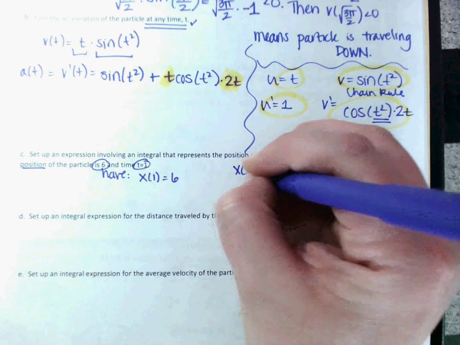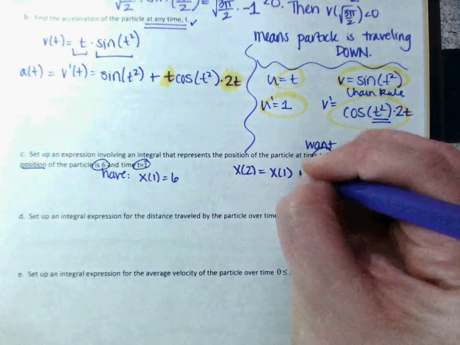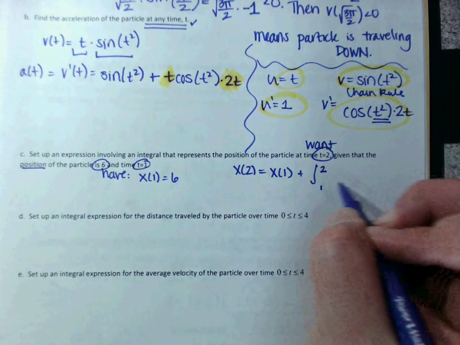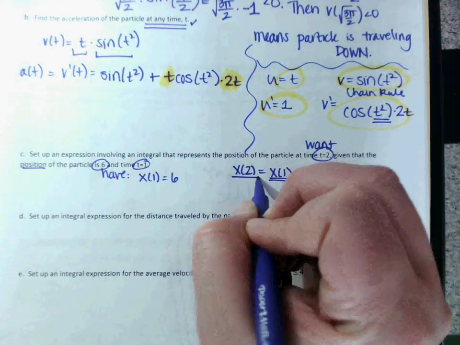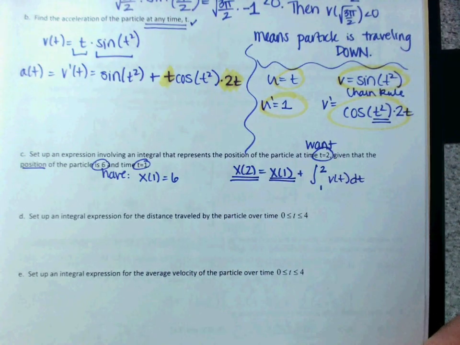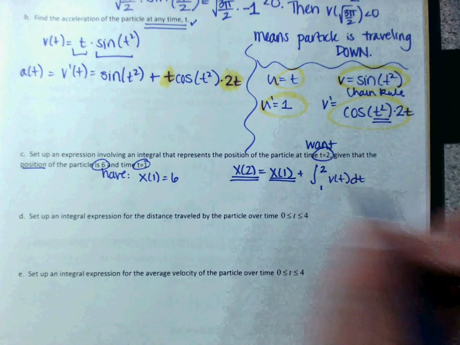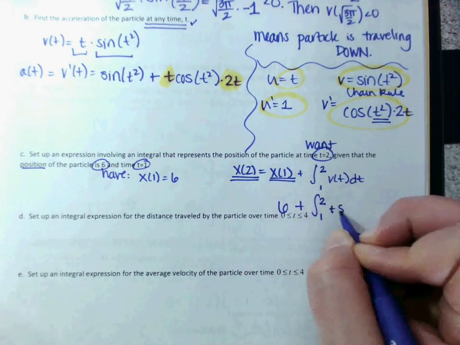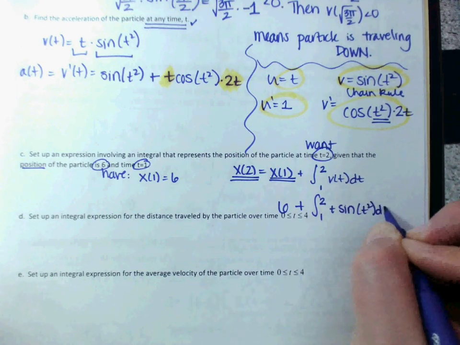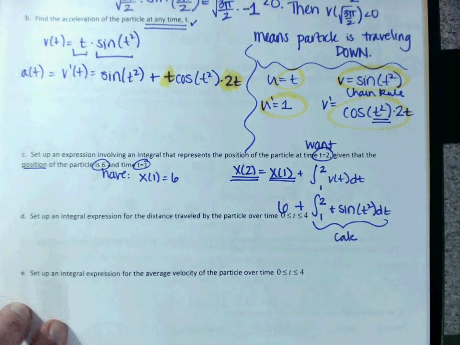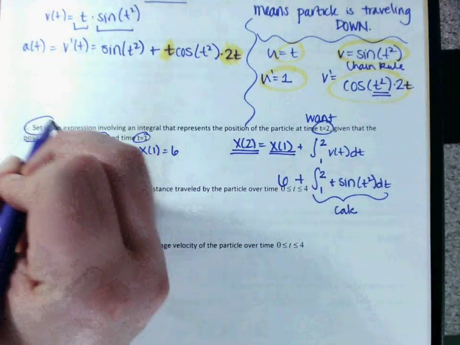You do x of 2 equals x of 1 plus the integral from 1 to 2. And then remember, whatever goes in your integral should be the derivative of what's on the outside. So if these are positions, this should be velocity. And then from here, if you did have a calculator, you would do 6 plus the integral 1 to 2 of t sine t squared dt, which you would need a calculator to do by hand anyway. So that's why it just says to set it up.